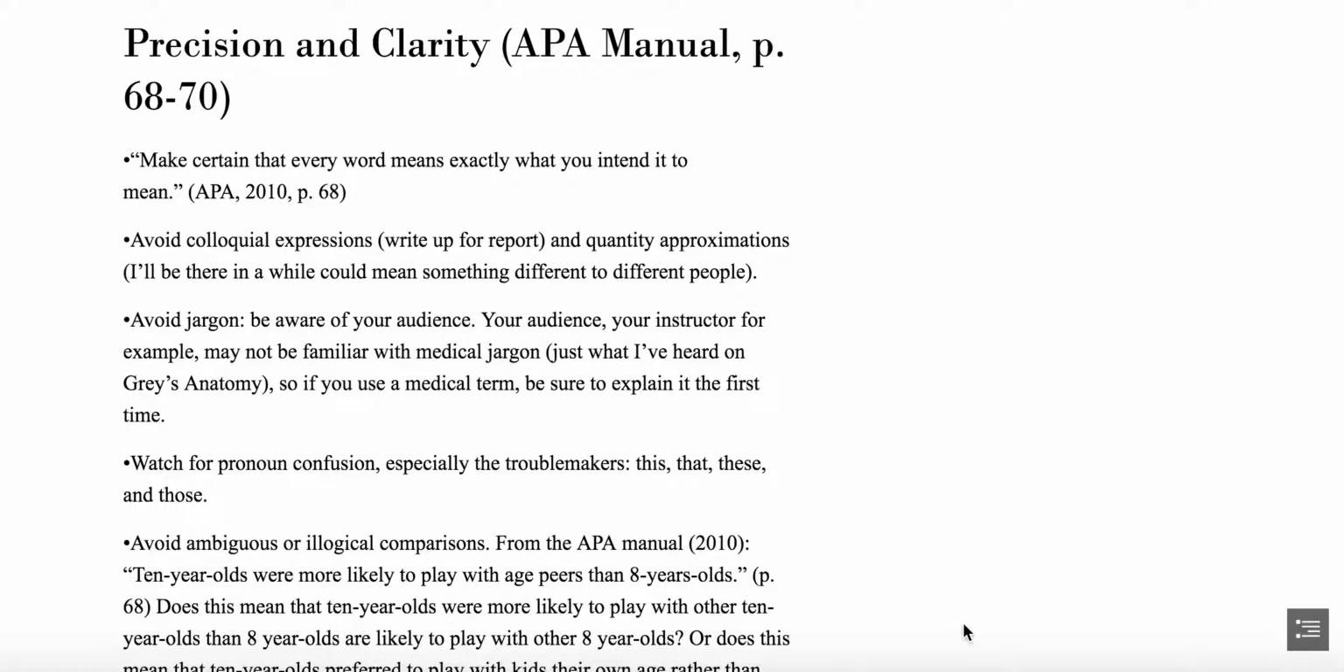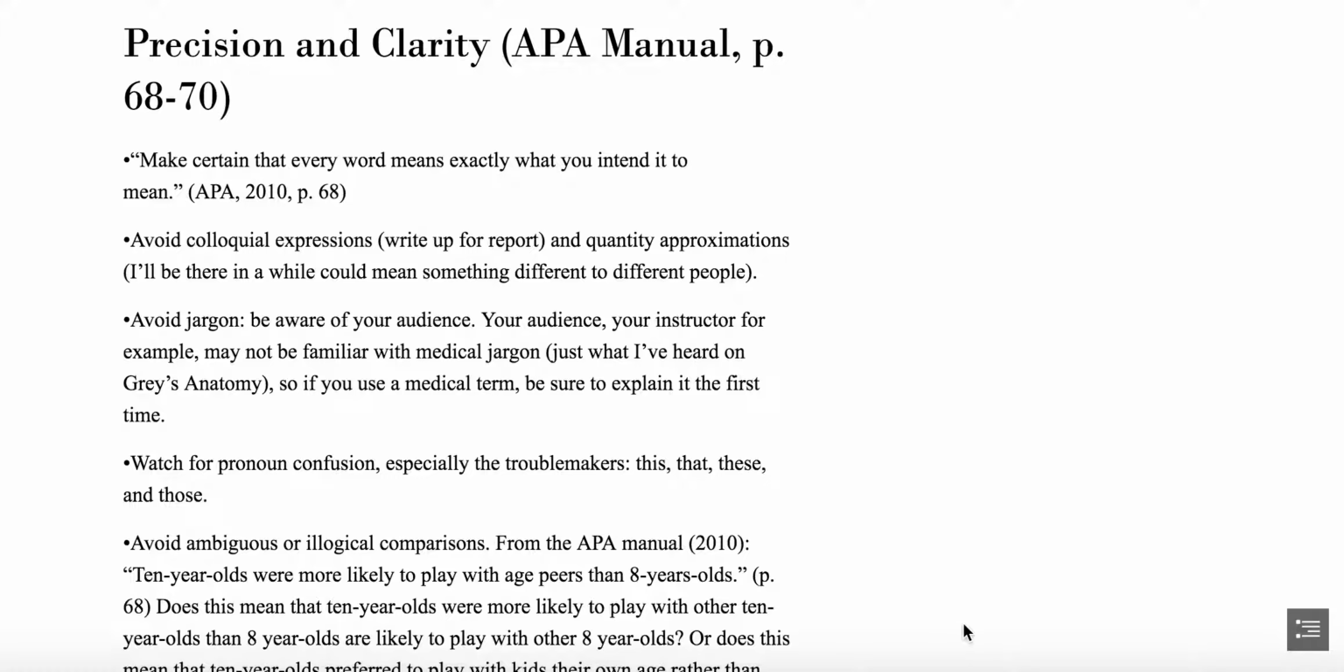So also avoid jargon. Be aware of your audience. Your audience, your instructor, for example, may not be familiar with medical jargon. Just what I've learned on Grey's Anatomy, right? So if you use a medical term, be sure to explain it the first time. If you use a big complicated term that only a specified field of study would know, you better define that for your audience or explain it. Or if you have a complicated process, explain it in more common terms and help your reader understand it more clearly. You can't assume that they're just automatically going to understand what you're talking about.